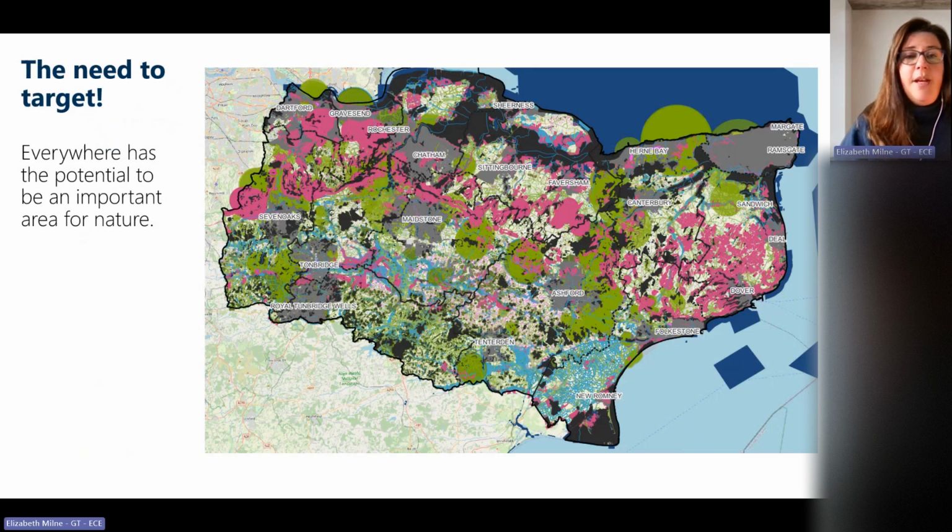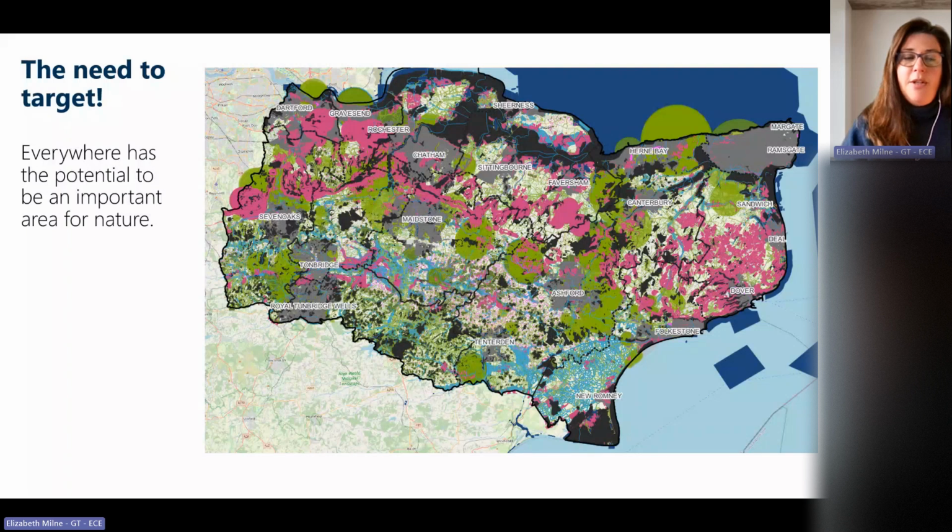Now, this is just a way of demonstrating why we needed to refine. As I said, not all of our potential measures could be used to inform the map because their coverage was too wide and too undefined. And this map really illustrates the point quite well by featuring all of the mapped potential measures. As you can see, there's coverage across the whole county. And this isn't surprising. We already know that everywhere has the potential to be an important area for nature.